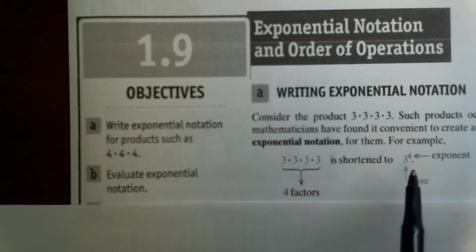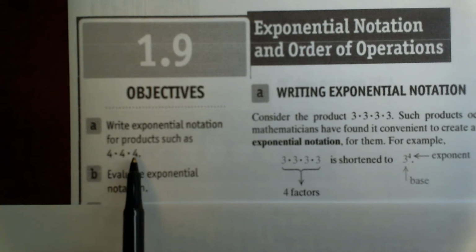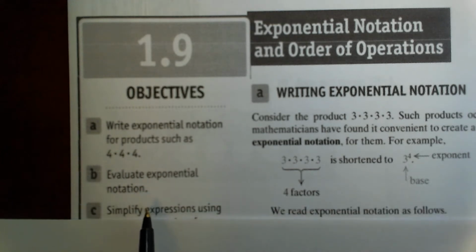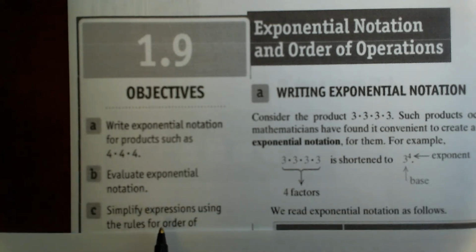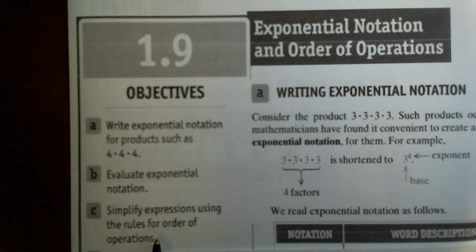And so we're going to learn in part A how to write exponential notation for certain products that have repeated multiplication, and then how to evaluate these exponential notations and how to simplify expressions using the rules for order of operations, and then removing parentheses within parentheses. So there are 4 objectives for section 1.9.